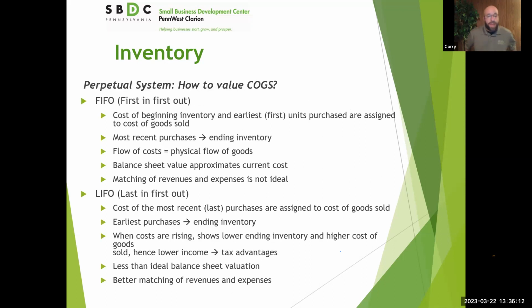So the way that you're going to value your inventory through the perpetual system is through either first in, first out, or last in, first out. Now, first in, first out I think is probably the way that most small businesses would do this.